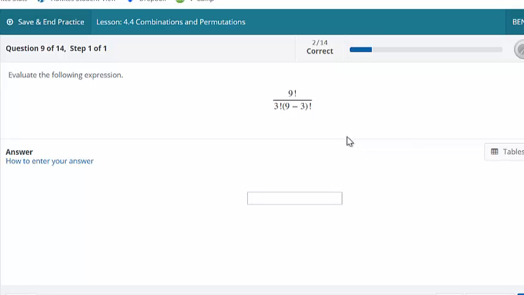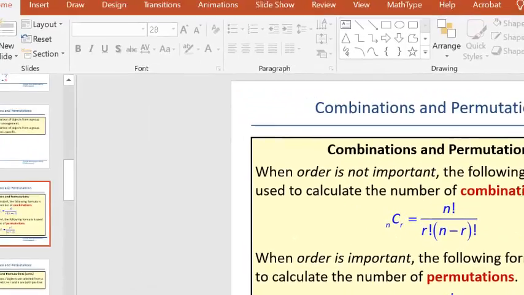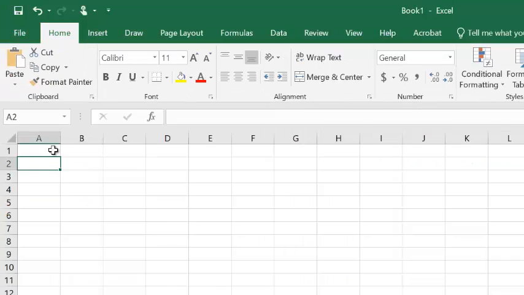Or the second way, we might identify this as a combination. If you remember those formulas we looked at, in our case we have 9 factorial where n is 9, divided by 3 factorial, where r is 3, and then we have n minus r, or 9 minus 3 factorial. So both of those should give us the same result. So let's see if we can give that a go.